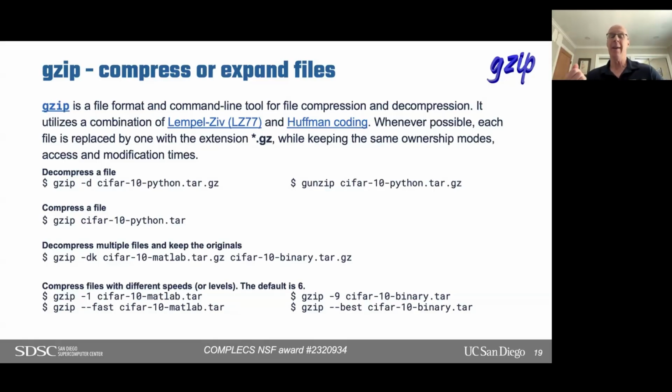You could also use gzip -9. This would be the highest level of compression. This is going to take longer, and this is equivalent to --best. Now, to be honest, the experiments that I've done in the past with gzip found that these compression levels really didn't make much difference.